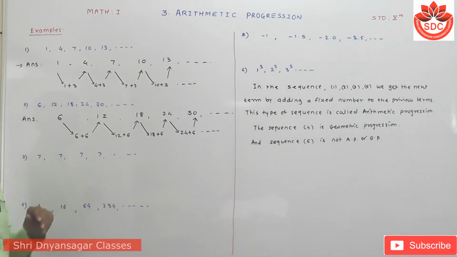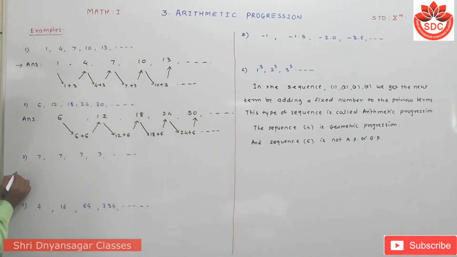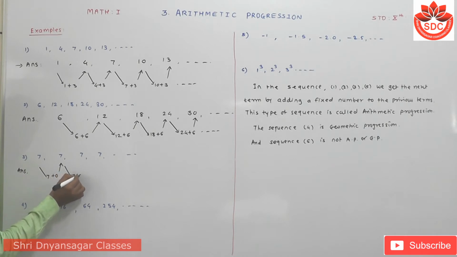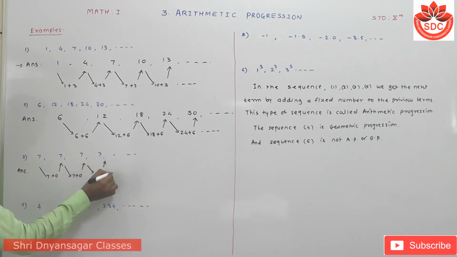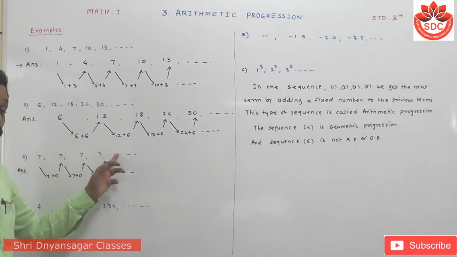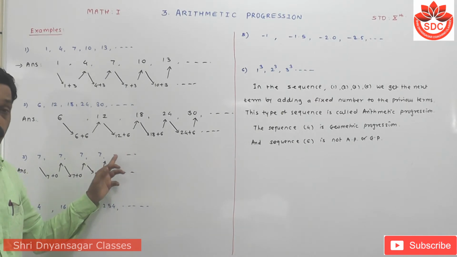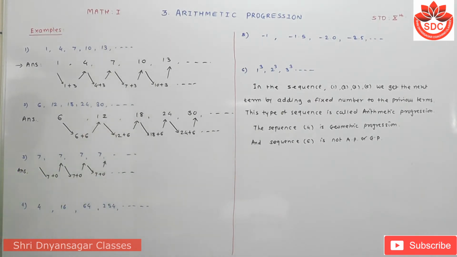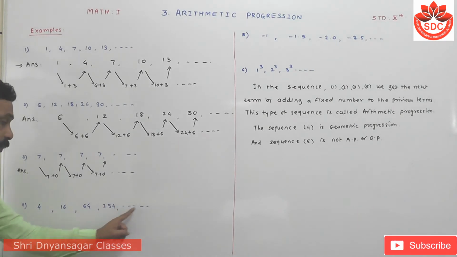Observe carefully example 3. Here it is 7 plus 0, then again 7 plus 0, then 7 plus 0. You add 0 to the previous term and we get the sequence 7, 7, 7. It is called a constant sequence. Now observe carefully here: 4, 16, 64, 256, etc.